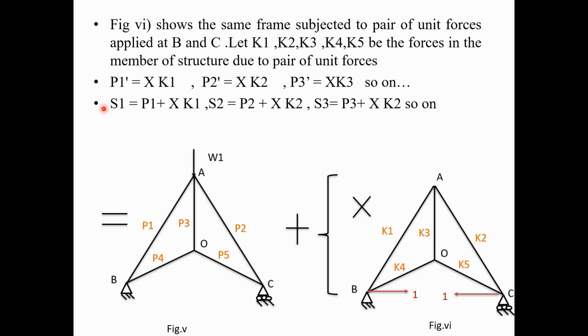If again you have to find out the final force S1 in the redundant structure or redundant truss, then S1 is equal to P1 plus P1 dash, but we have P1 dash is equal to x into K1. So by replacing P1 dash with x into K1, we have S1 is equal to P1 plus xK1, S2 is equal to P2 plus xK2, and S3 is equal to P3 plus xK3, and so on.